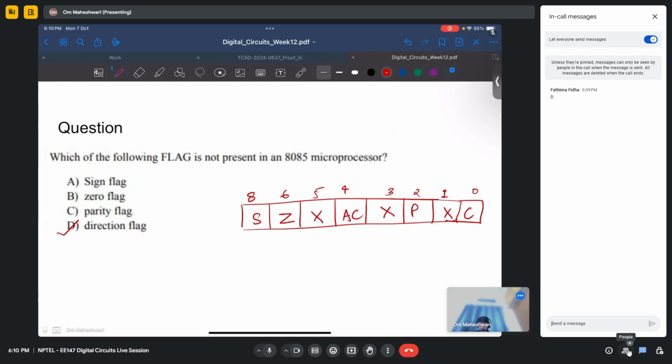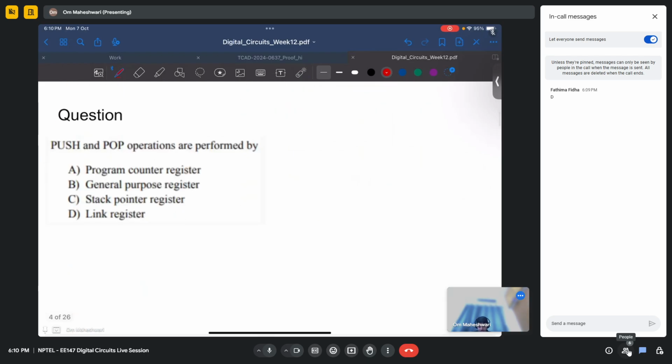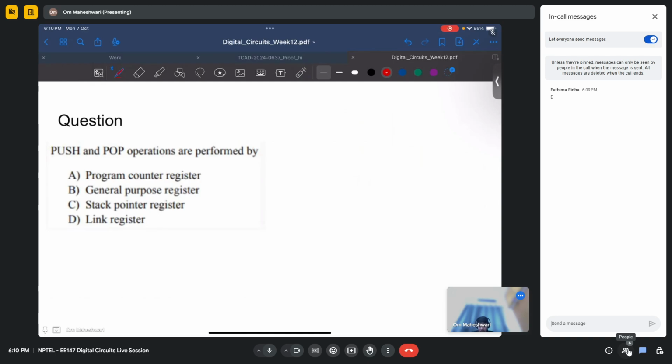Okay, so let us go to the next question. This question says push and pop instructions are performed by A. Program counter register, B. General purpose register, C. Stack pointer register, D. Link register. Right, it is C. Stack pointer register.